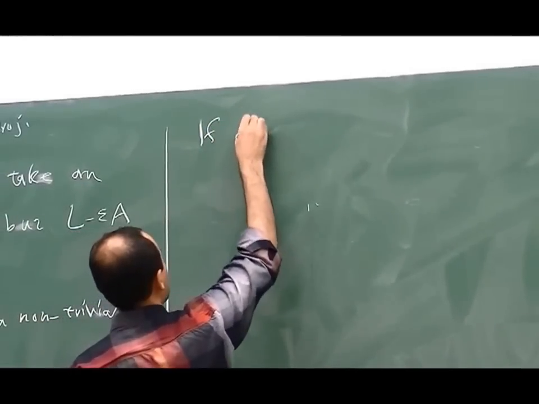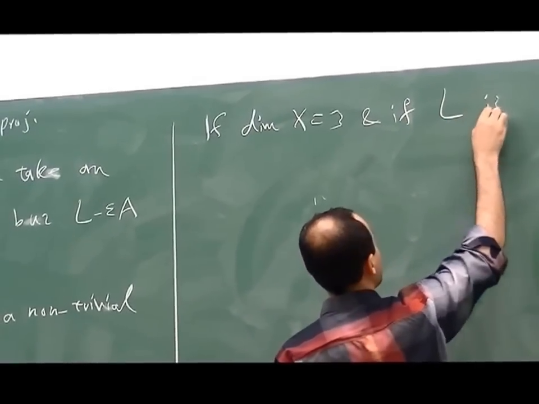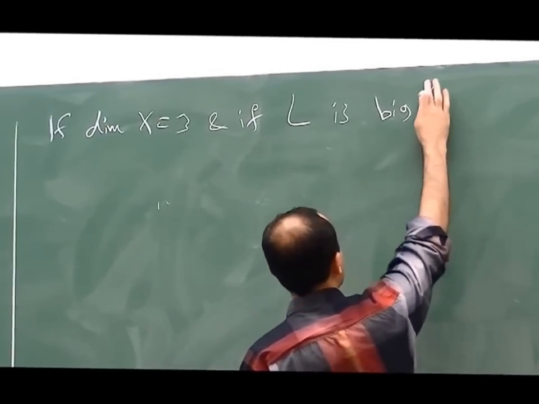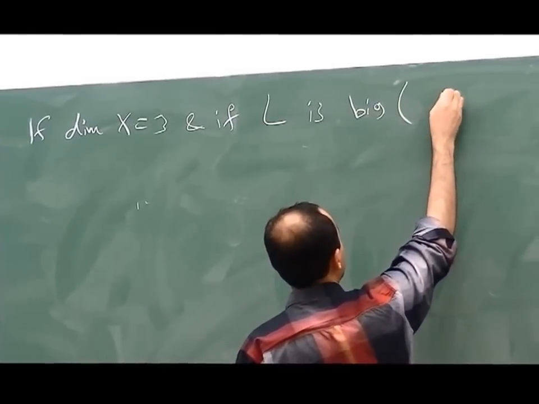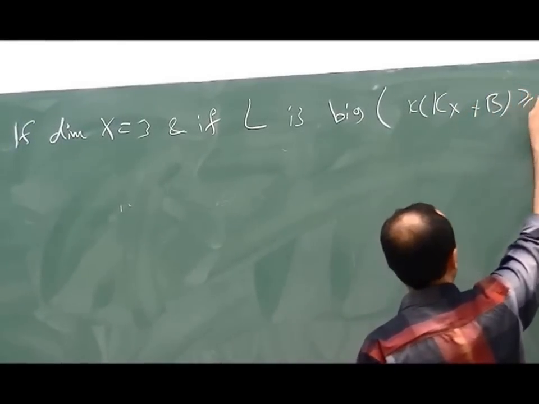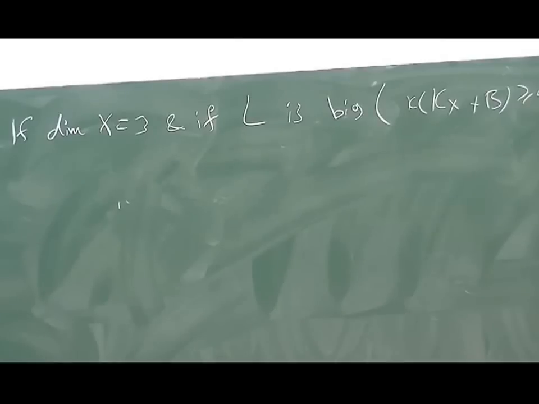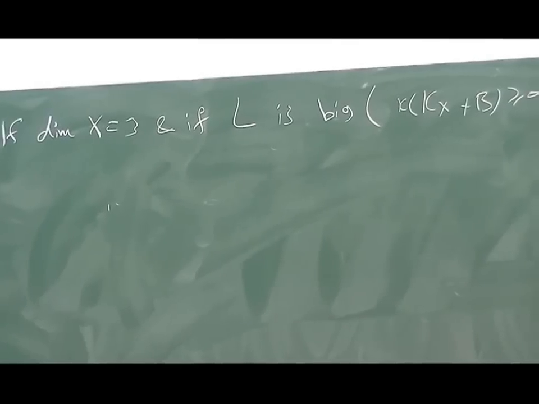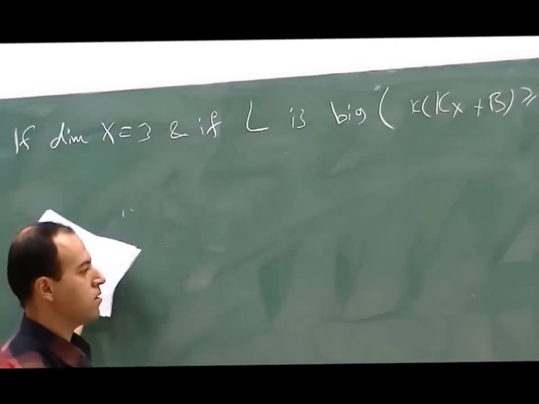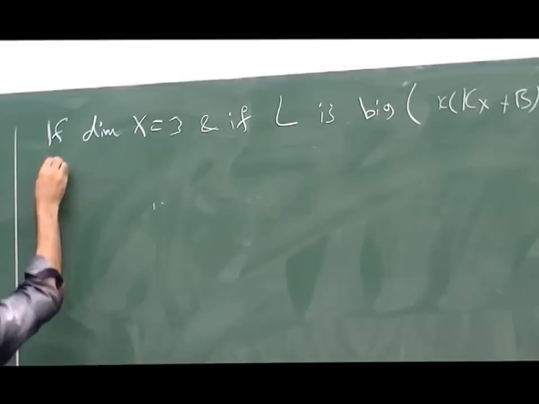Now, if the dimension of X is 3, and if we assume that L is big, so this bigness will be automatic if X has non-negative Kodaira dimension, that is, if the Kodaira dimension of K_X + B is non-negative. In other words, if some multiple of K_X + B has a section, then the bigness is automatic. And in fact, if you pick a random variety, this condition is satisfied. So if L is big, it is also nef, and by the theorem it is semi-ample, so you can take a suitable multiple.